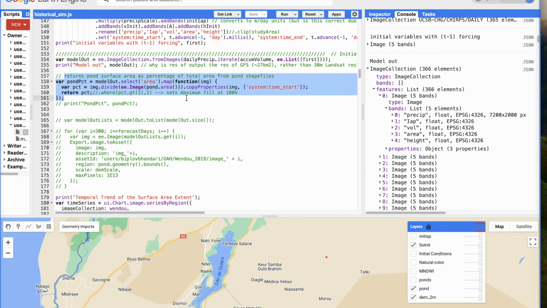This particular line of code is basically getting those areas, and then it tells you what percentage of the pond is occupied by water. So it's just getting the total area of the pond and dividing it by the area that it's predicting over here.